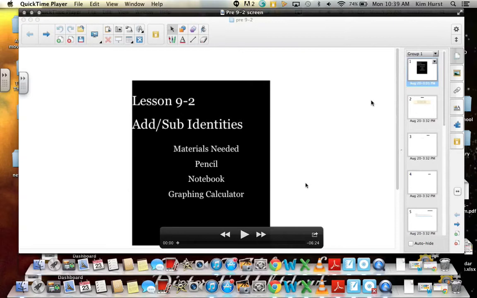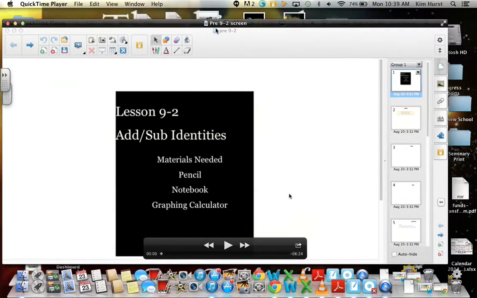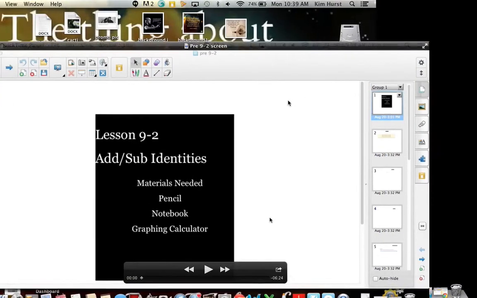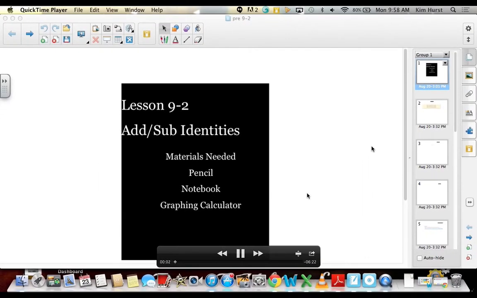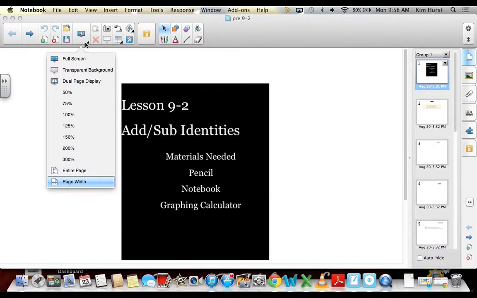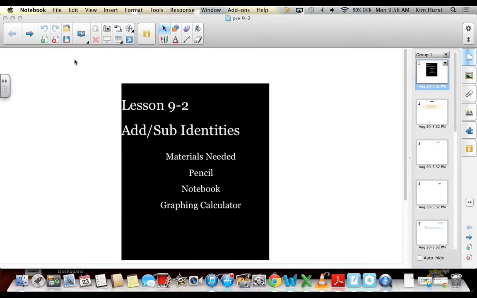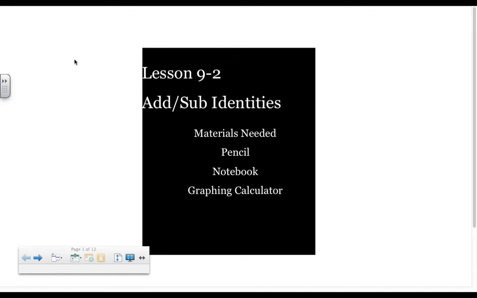Two addition and subtraction identities. These are fun identities to work with. A few times, though, they get pretty easy to use, but they look a lot messier than they really are. So the addition and subtraction identities, let's go ahead and look at what they look like in a moment.